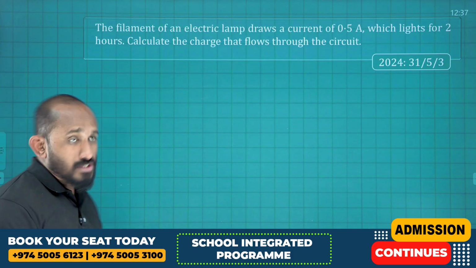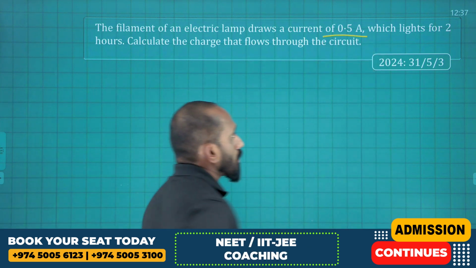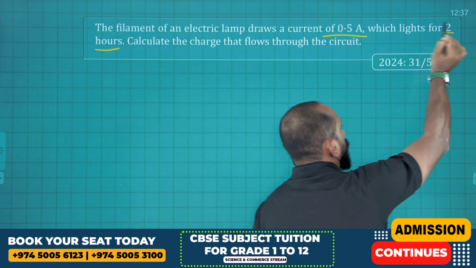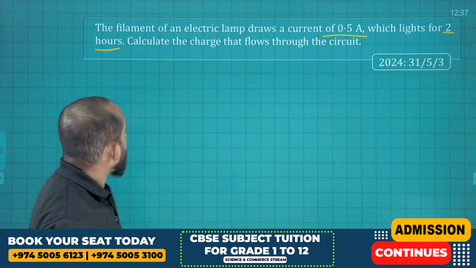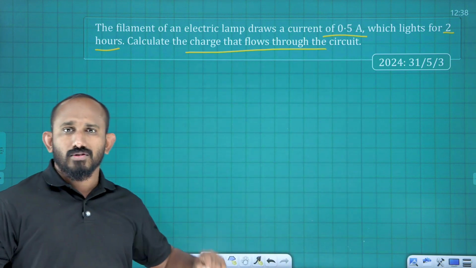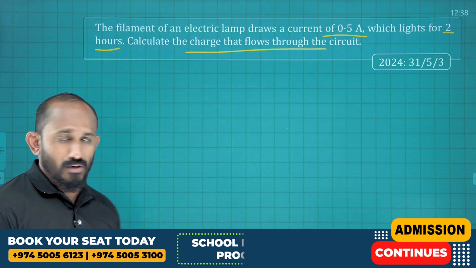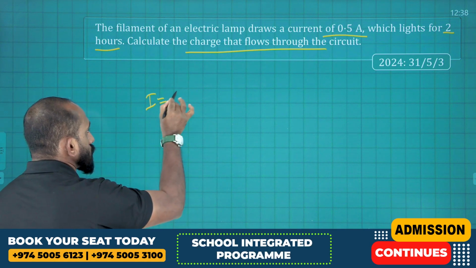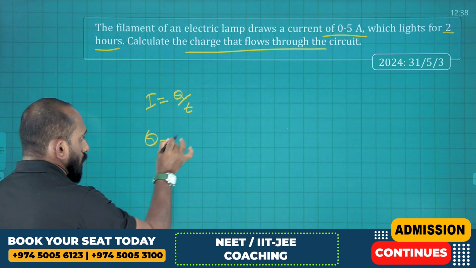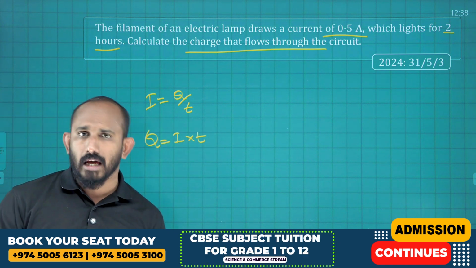The filament of an electric lamp draws a current of 0.5 ampere, which lights for 2 hours. Calculate the charge that flows through the circuit. See, the same kind of question, but a different concept is there. So you have to find the charge Q. How to find it? We have the equation I is equal to Q by T. So from this, if you rearrange, Q is equal to I into T, this charge would be found. Current into time.